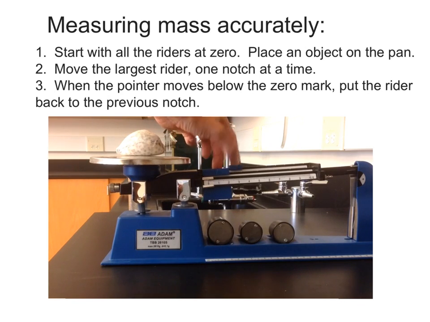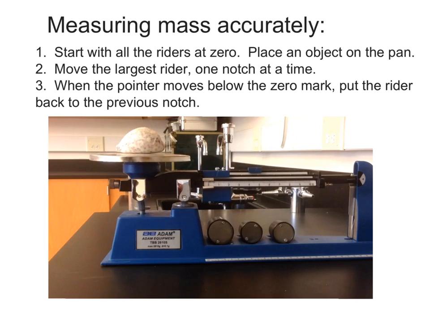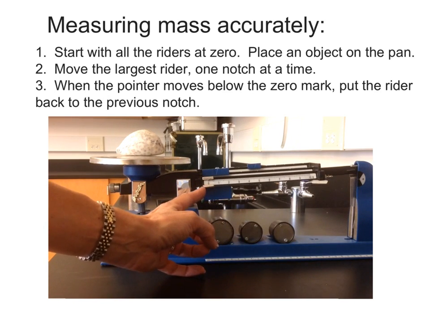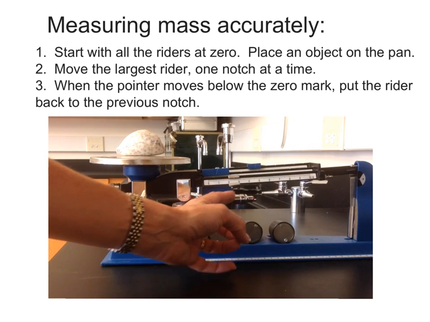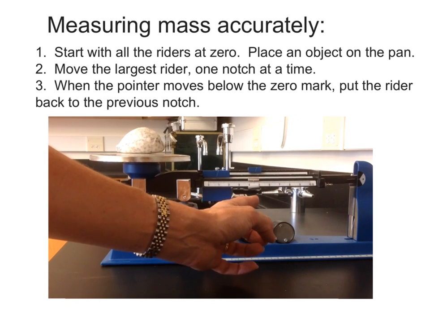Once you've done the 100 gram weight, then move to the 10 gram. Again, you'll move it over one notch at a time. If it goes too far, you have to move it all the way back to the previous notch, even if that doesn't look like enough. You never stop it in between 2 of the spaces.